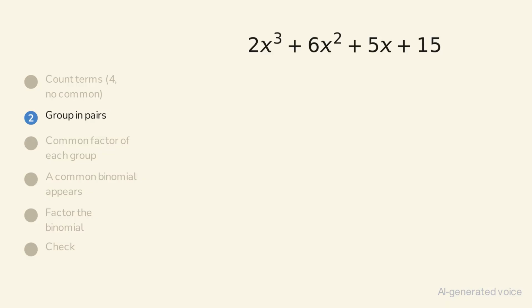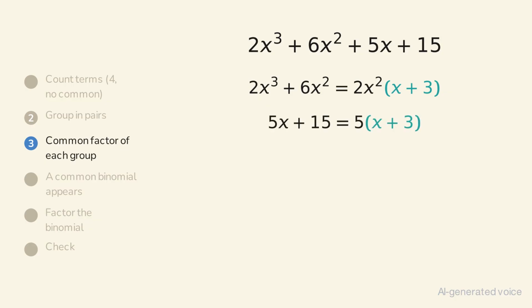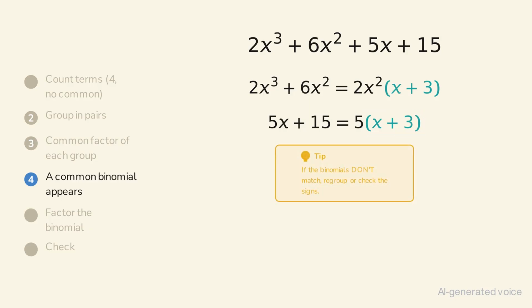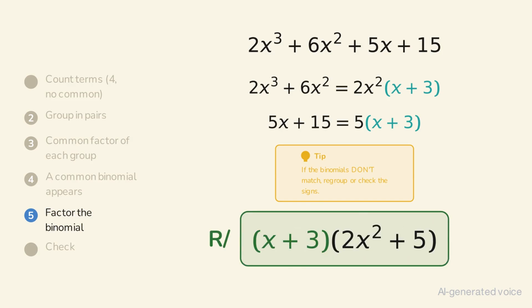We group in pairs. From the first group, 2x cubed plus 6x squared comes 2x squared times x plus 3. From the second group, 5x plus 15 comes 5 times x plus 3. Both groups give the same binomial, x plus 3. That's why we're on track. We pull x plus 3 out, and inside stays 2x squared plus 5. The answer, x plus 3 times 2x squared plus 5.